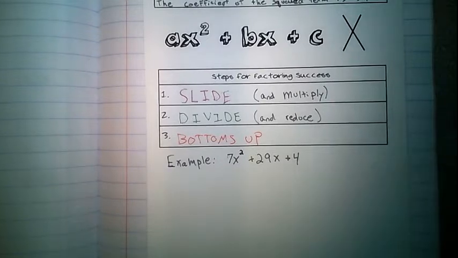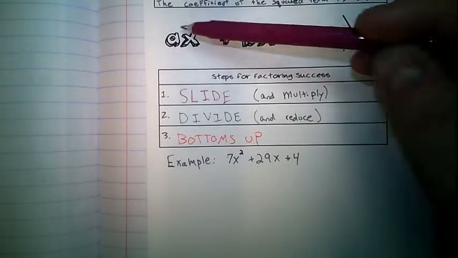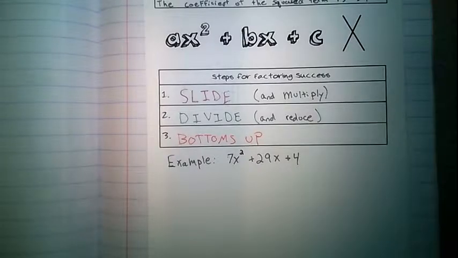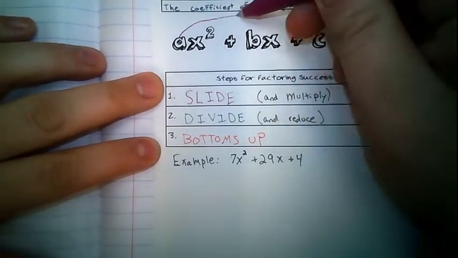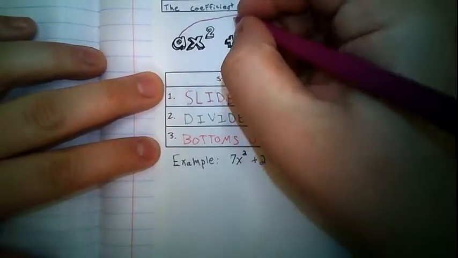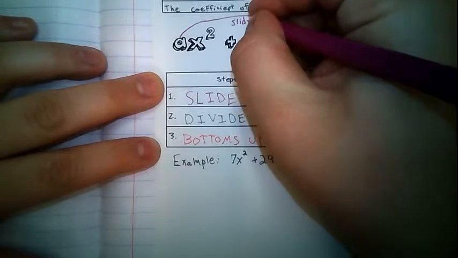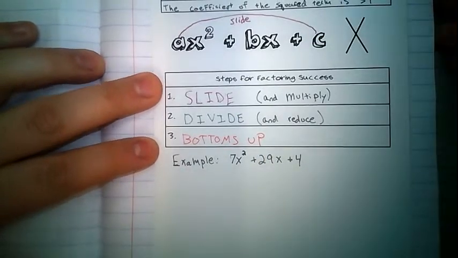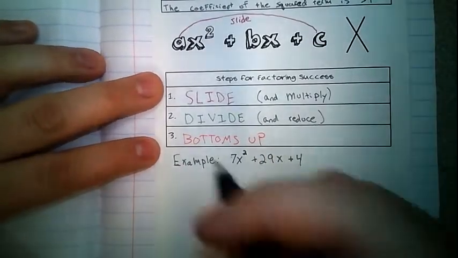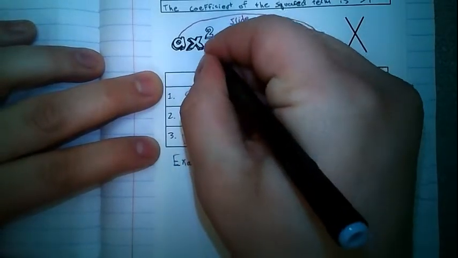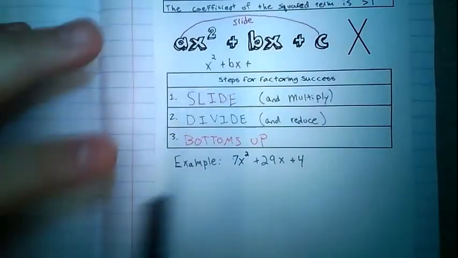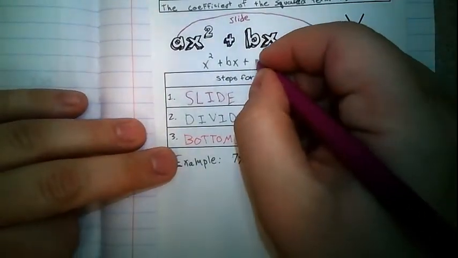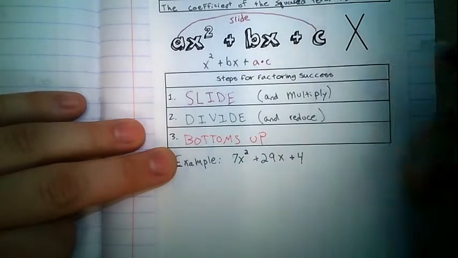This method's interesting because we want to be able to use the x puzzle, but we can't because there's a number here. So what we do is we take this a and we slide it over to the c. That makes our new equation just x², no a, plus bx plus, and instead of just c, it's a times c.